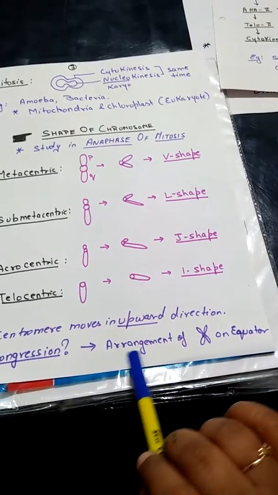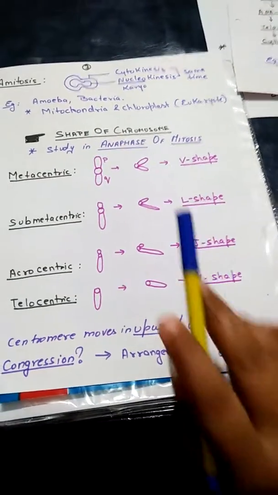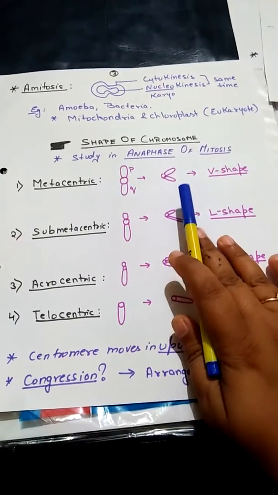Now what do you mean by congregation? Congregation is the term given to the arrangement of chromosomes onto the equator. Now here we are done with cell division.